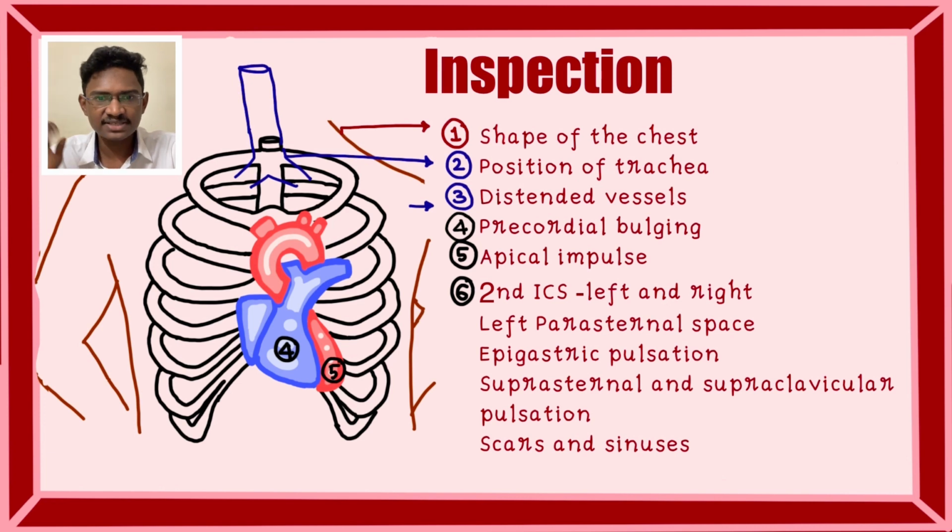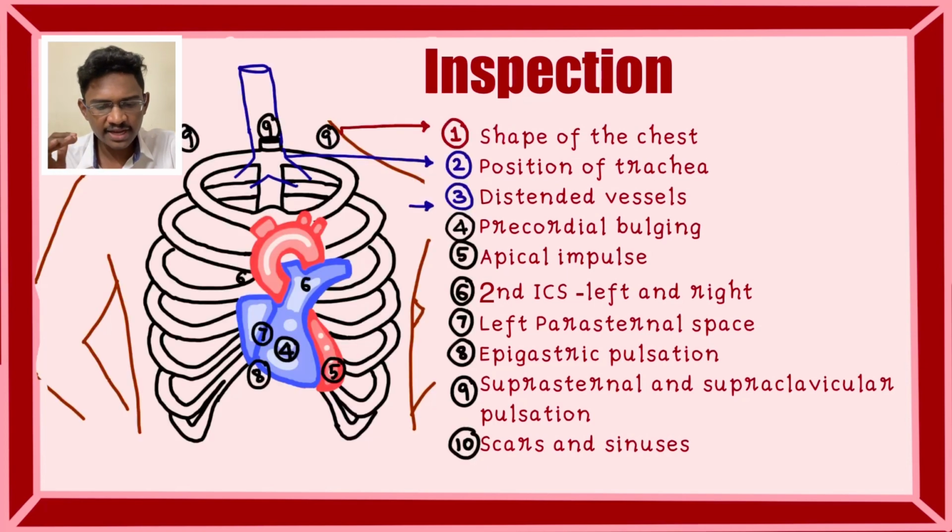Then how is the apical impulse? Then look for each area like pulmonary and aortic areas, like the second left intercostal space and right second intercostal space, and look for the parasternal area, left parasternal area. Then you can look for any epigastric pulsations, suprasternal pulsations, supraclavicular pulsations. Okay, and then any scars and sinuses there or not in the chest. Okay, so these are the 10 points to be looked out for.